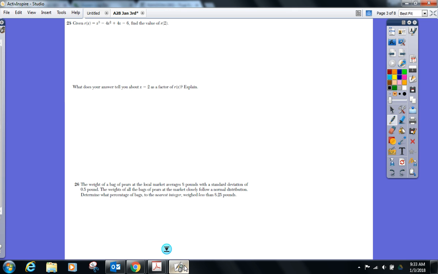Okay, what are you doing? It says find the value of R of 2. What are you doing with 2? Okay, this is a 2-pointer. This is going to be worth easiest 1 point you have. Store it in your calculator. Or some of you plugged it in. You could plug it in. I would store it in the calculator though, just to be on the safe side.